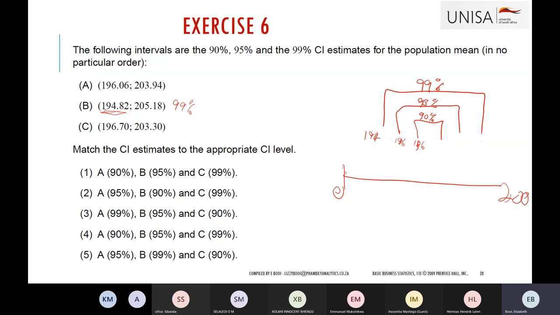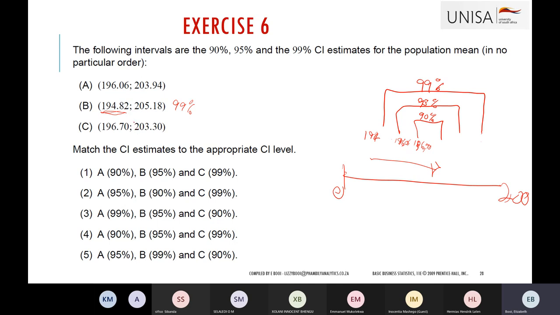So 94. So therefore, 196.06 will be this one, and 196.70 will be that one, because we know when we go in this way, we go into the bigger side. So therefore, by looking at those ones, without looking at the ones at the end, we can determine which one is 95, 99, and so forth.